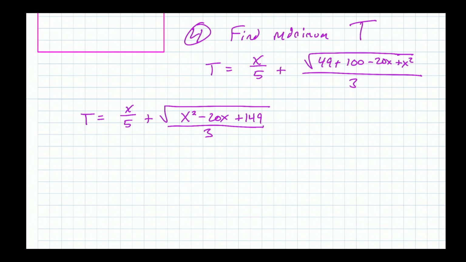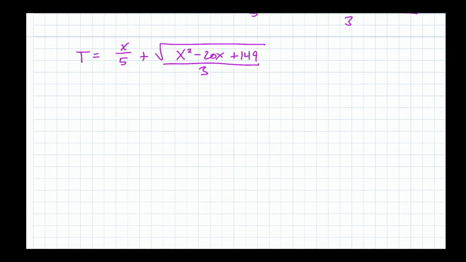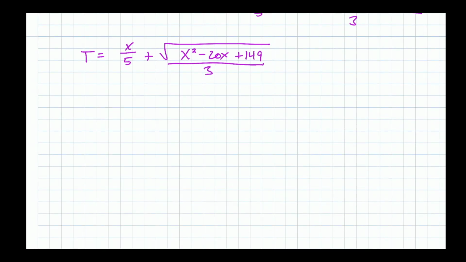So let's see here. Okay, I was just checking what we were doing here. All right, so that's my equation. Now what we need to do is find critical points, but I'm going to write it this way. So 1/5 x plus 1/3 (x squared minus 20x plus 149) to the 1/2. I just want it that way to make it easier to take the derivative.